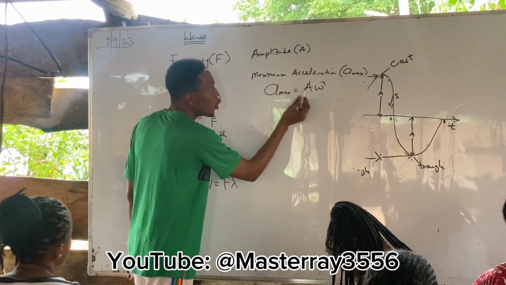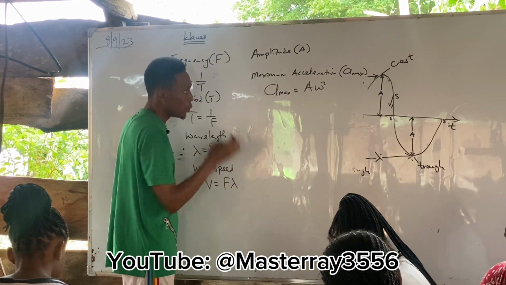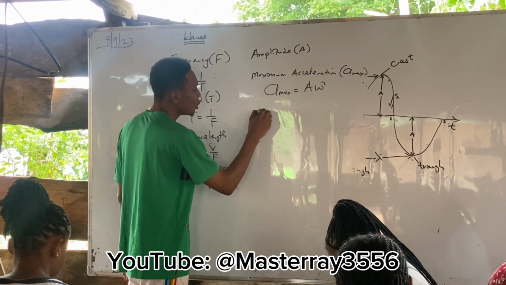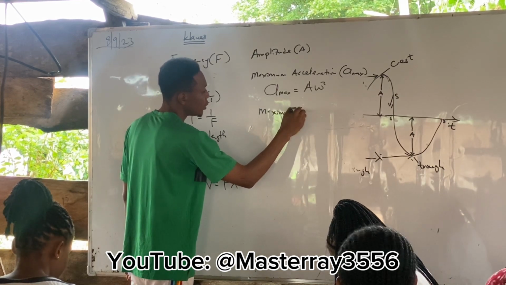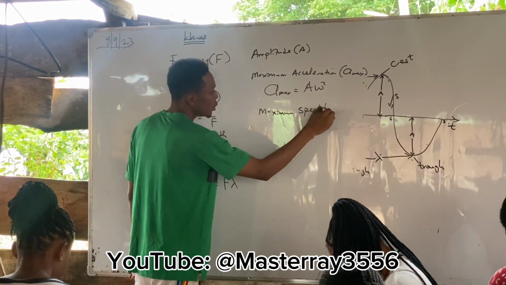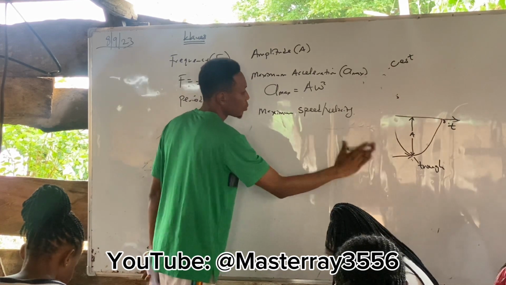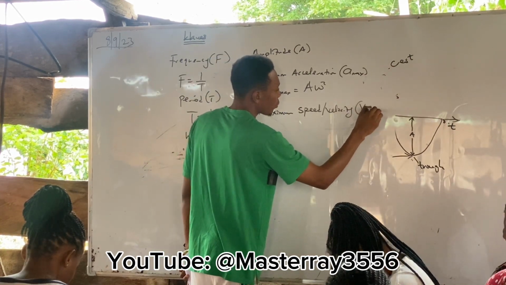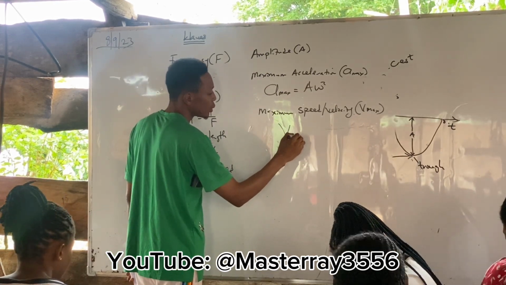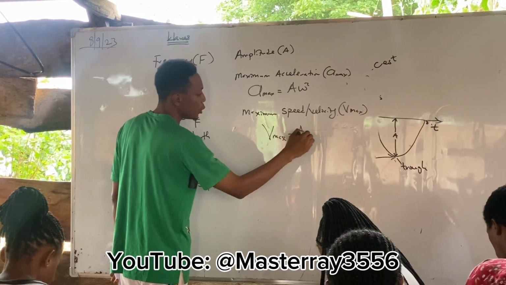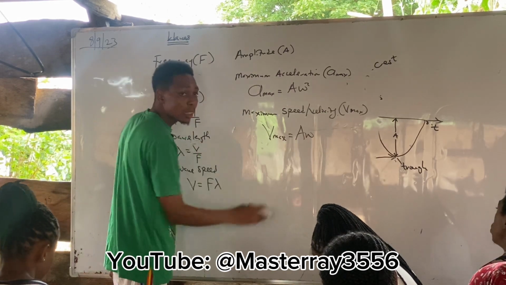Now your A there is known as amplitude. Then we also have maximum speed or velocity, which is V max. So our V max is equal to A omega. Our omega there represents what?